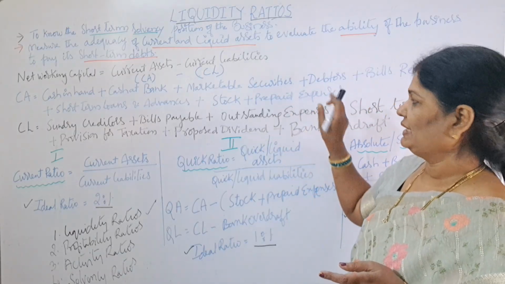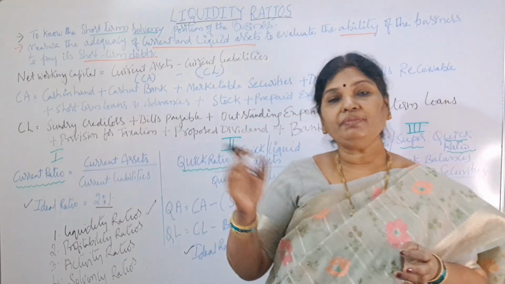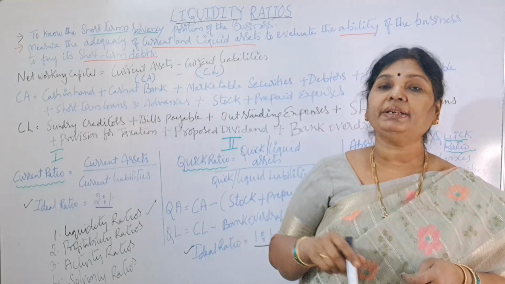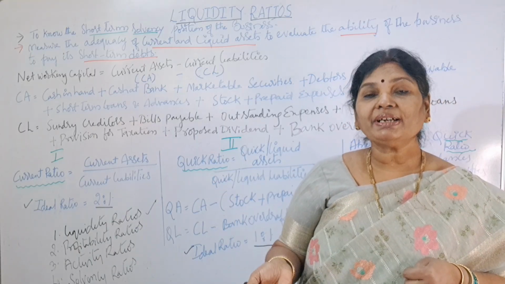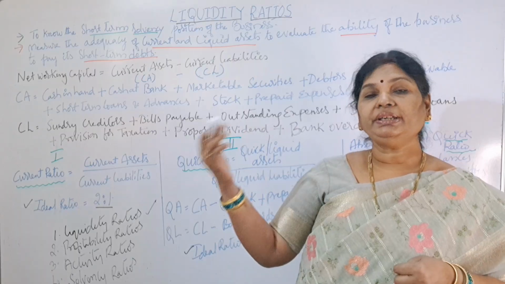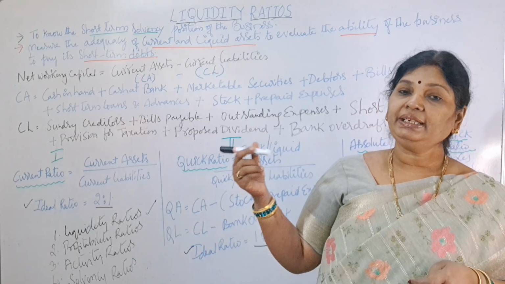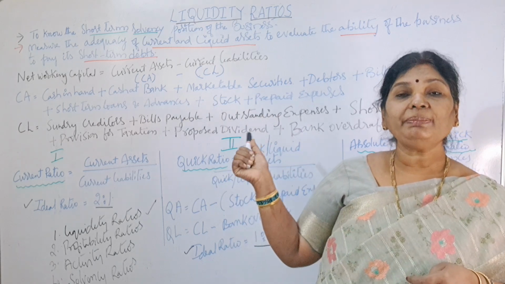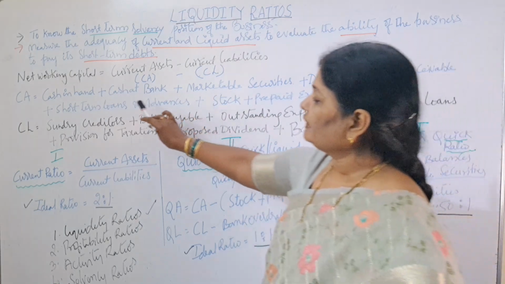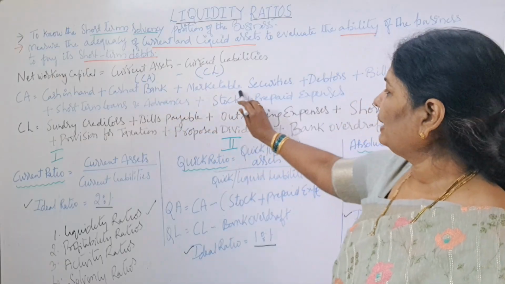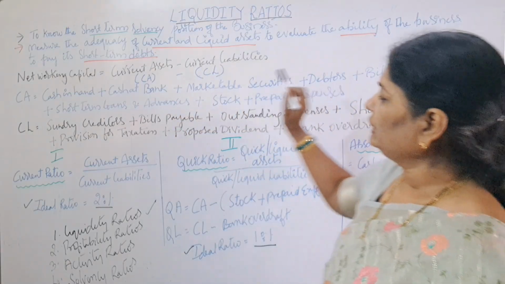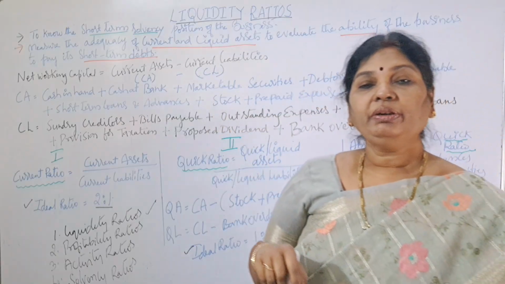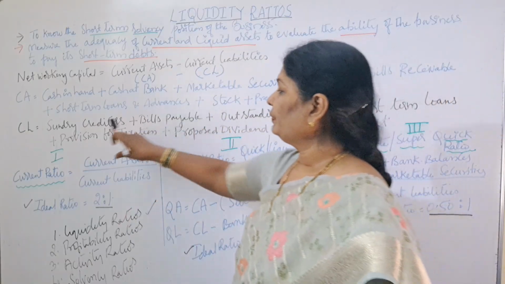Next, prepaid expenses. Some expenses we pay in advance. For example, if you are paying tax for the next year in the current year, it is called advance tax. Or if you are taking a prepaid phone connection, the next term's bill you are paying now itself. These are called prepaid expenses. So current assets cover cash in hand, cash at bank, marketable securities, debtors, bills receivable, short-term loans and advances, stock, and prepaid expenses. Is it clear?